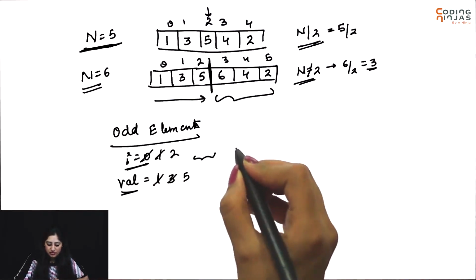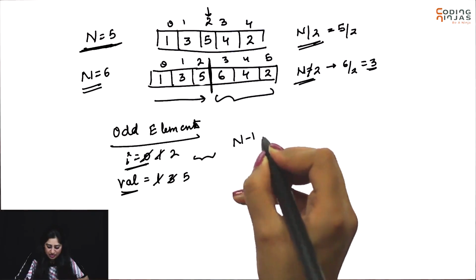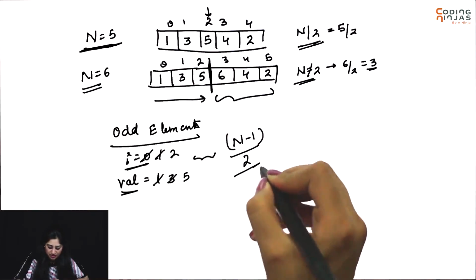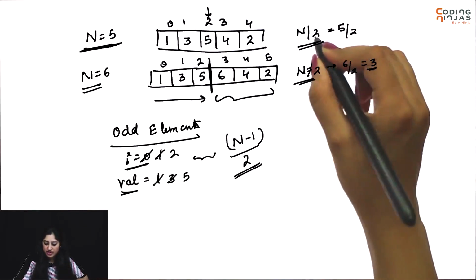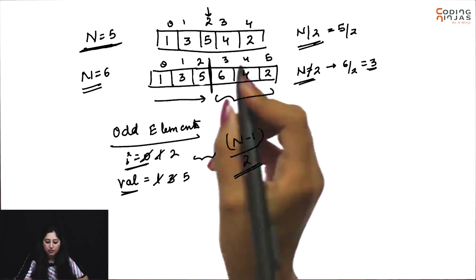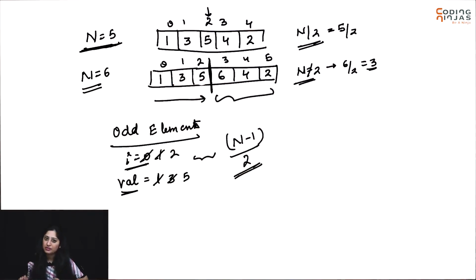So I just have to find a number. I think (n minus 1) by 2 will be the right thing to find out. So let's apply it here. N minus 1, n is 5, 5 minus 1 will be 4, 4 by 2 is 2, so you have to go till index 2.